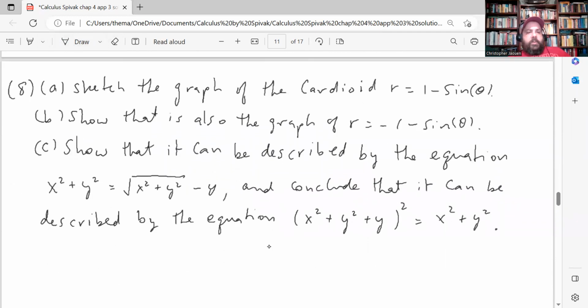Next one is question number 8. There are 3 parts to it. The first 2 are relatively straightforward. He just wants us to graph those 2 cardioids and show that they're the same graph.